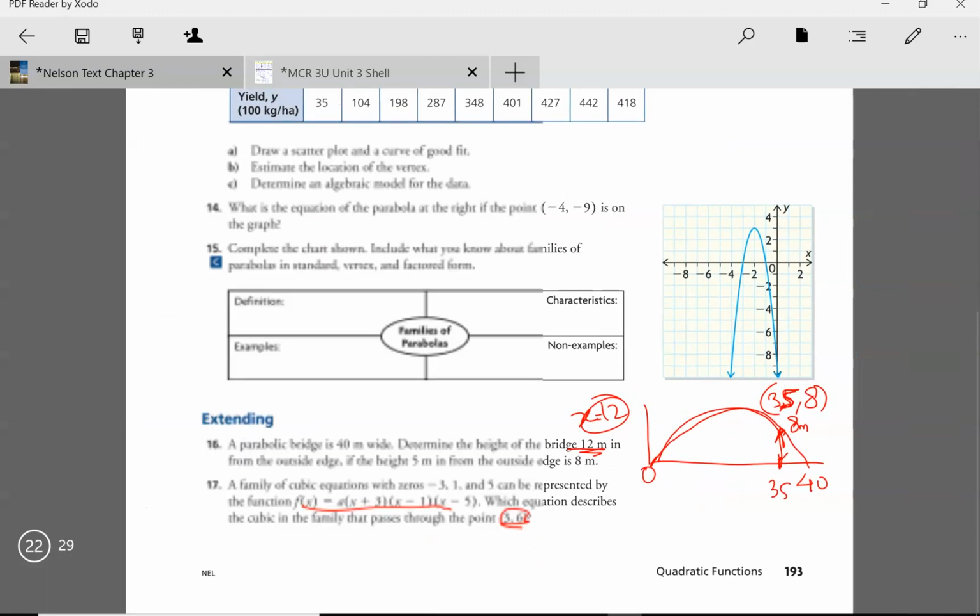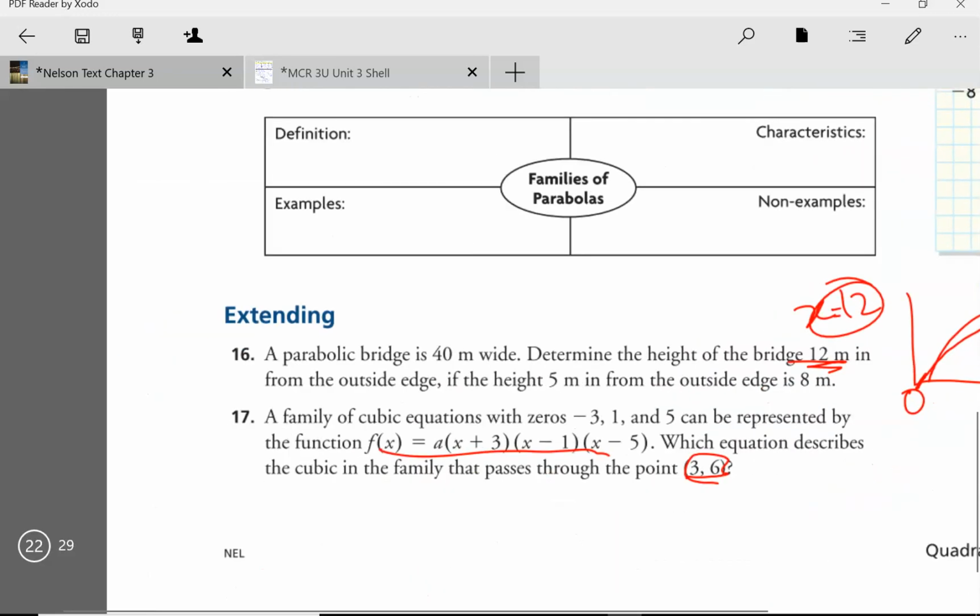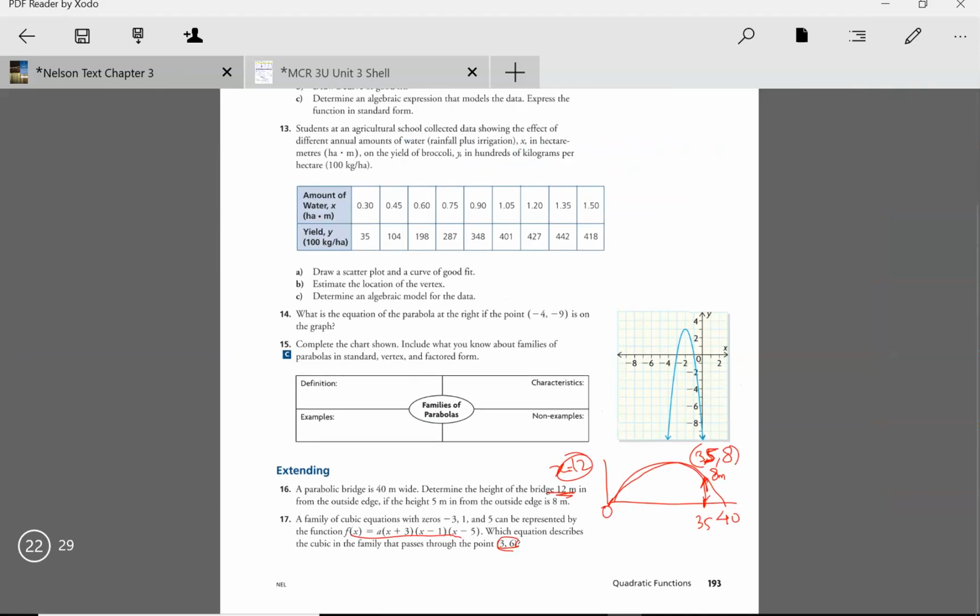So yeah, those are fairly easy questions. I'm sure you'll be able to do 15. It's a good review, so I recommend doing 15. But yeah, that's it.